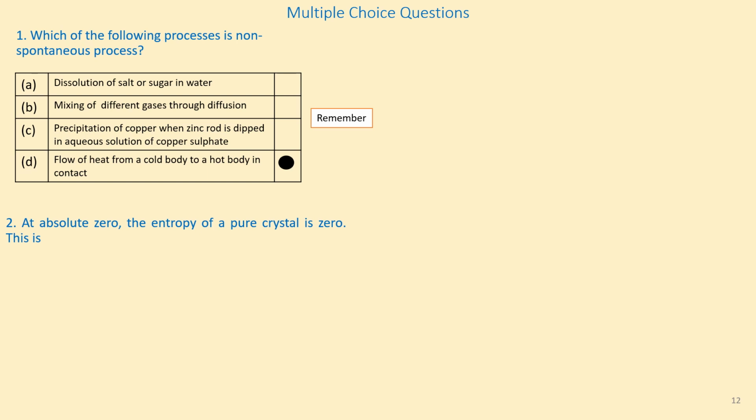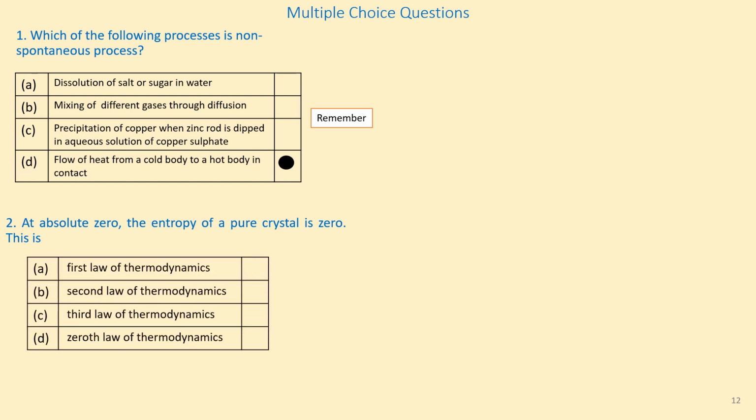Next question. At absolute zero, the entropy of a pure crystal is zero. Four options are given: first law of thermodynamics, second law, third law, and zeroth law of thermodynamics. So the correct answer is the third law of thermodynamics, which deals with the entropy of pure crystals.